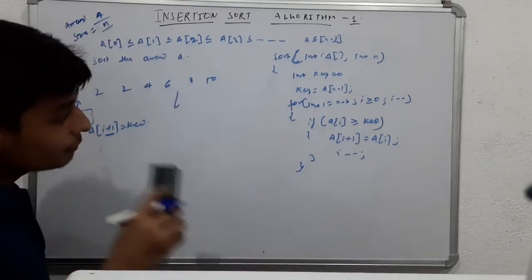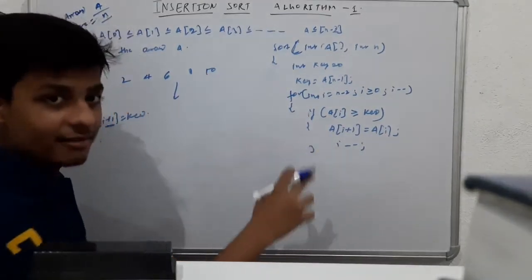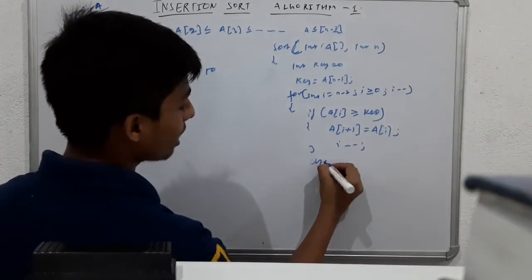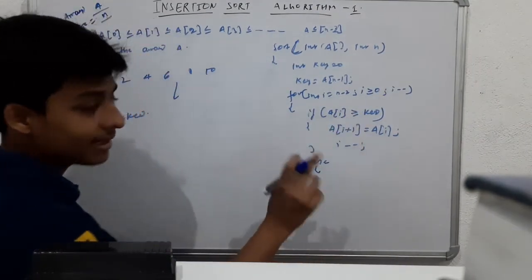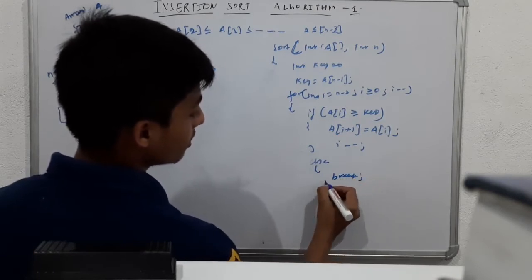Else, if you find something, after this I will decrement the i value. And in the else part, if I find that this case has not been found, then I will break from this.